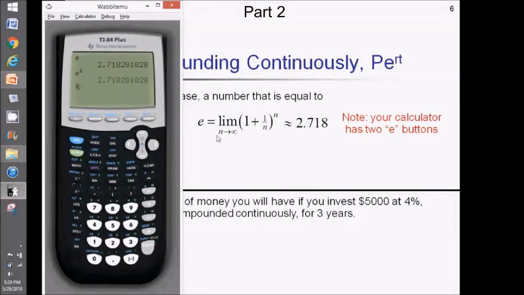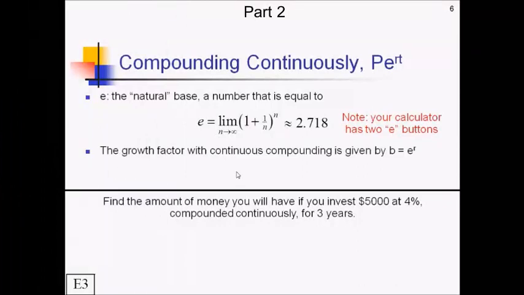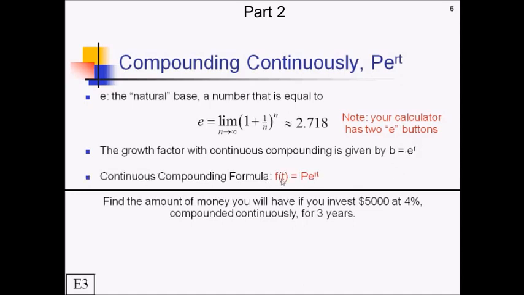Now, why do we care about any of this? Well, it turns out the growth factor for continuous compounding, which involves an infinity here, is going to be e to whatever your interest rate is. Plugging that into our P b to the t formula, we will now have P times e to the r t for our formula. This is our continuous compounding formula. But again, this is nothing new. This is just replacing our b value with e to the r.